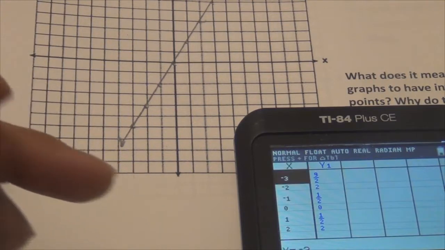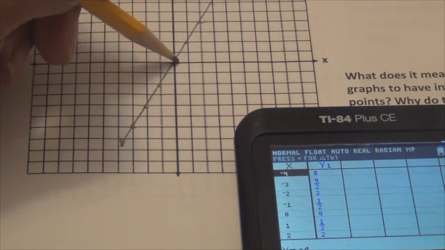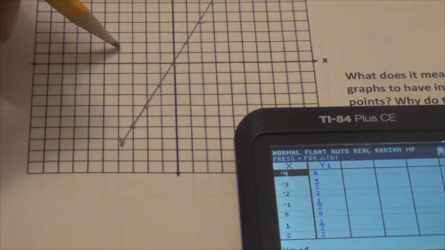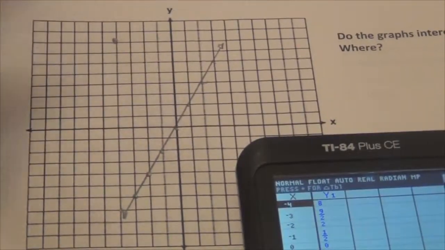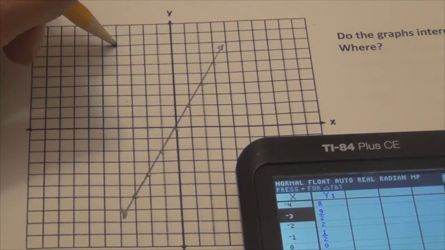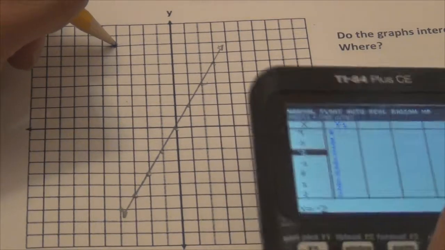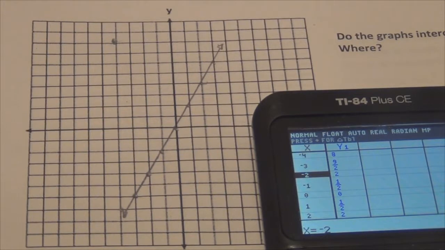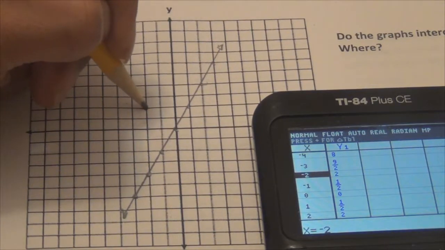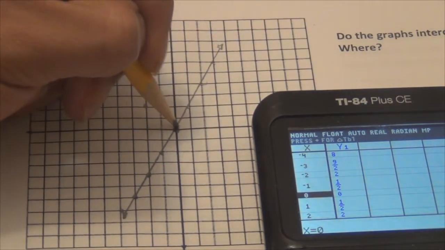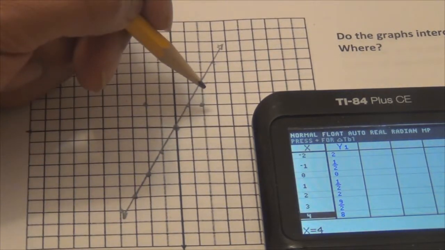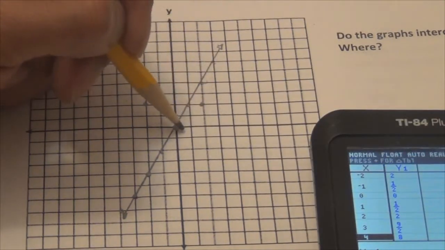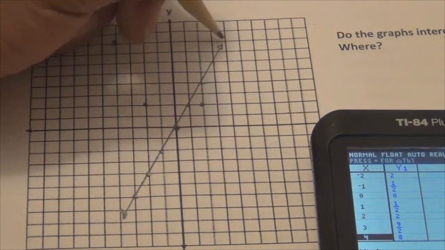So, the table of values for that. We got negative 4 comma negative 8. So negative 4, 1, 2, 3, 8, right here. Then we had negative 2 comma 2, right here. Then 0 comma 0, then 2 comma 2, then 4 comma 8: 1, 2, 3, 4 comma 8 right here.